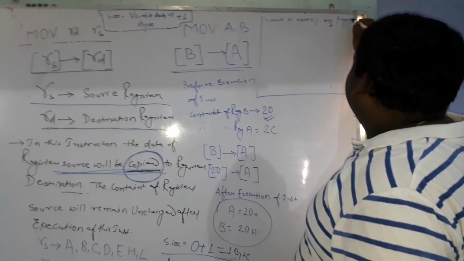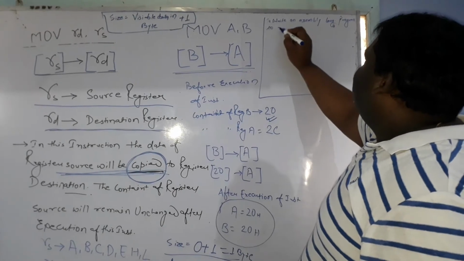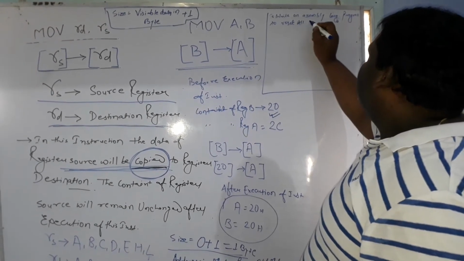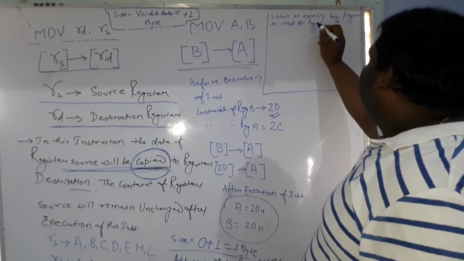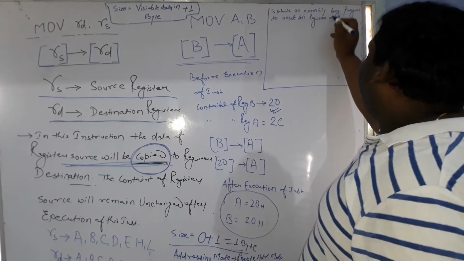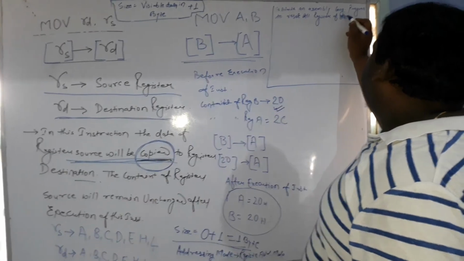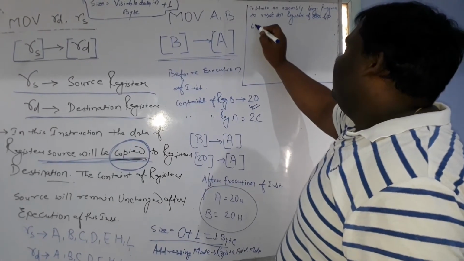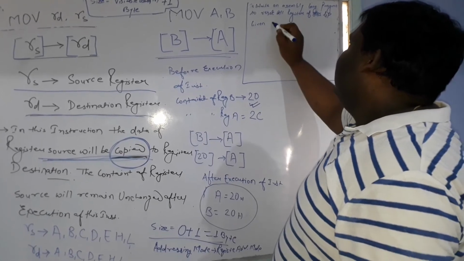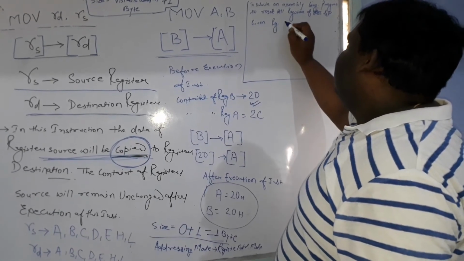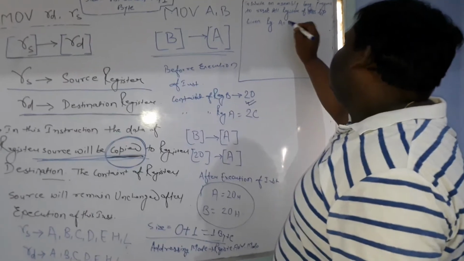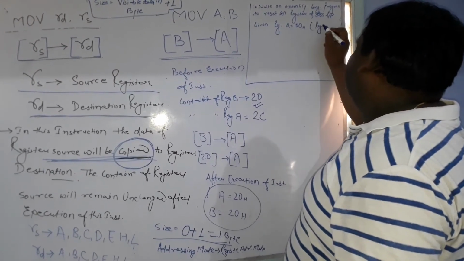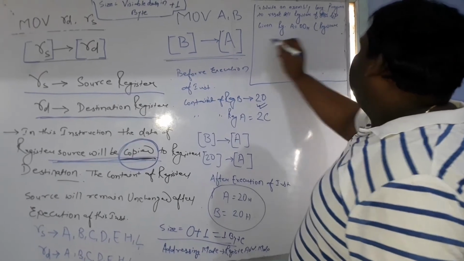to reset all registers of the 8085 microprocessor. Given register A equals 00H, that is, register A is reset.